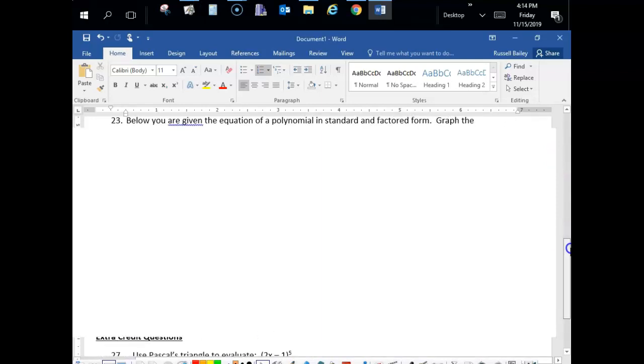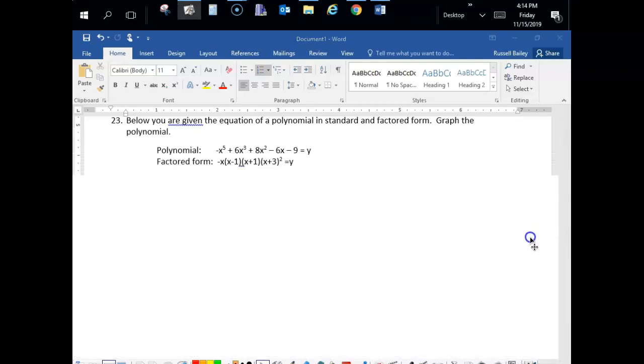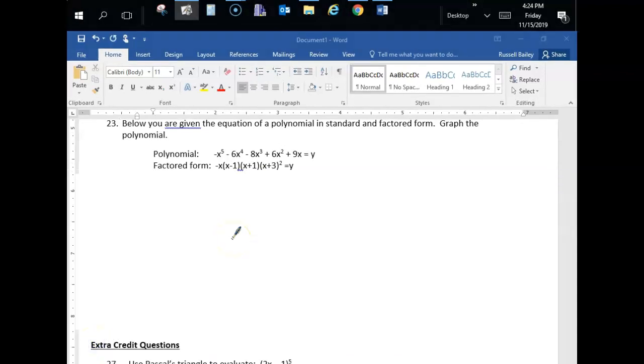Let's see what's up with 23. So below you are given 2 things. You're given the equation of a polynomial that is in standard form, and you're given the polynomial that is in factored form, and our job is to graph it. So when it's already in factored form, these problems go by pretty quickly. So we'll have 2 of these on your test probably.